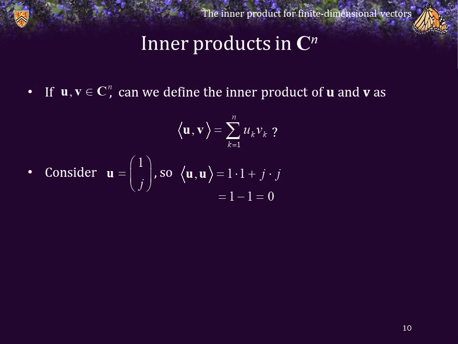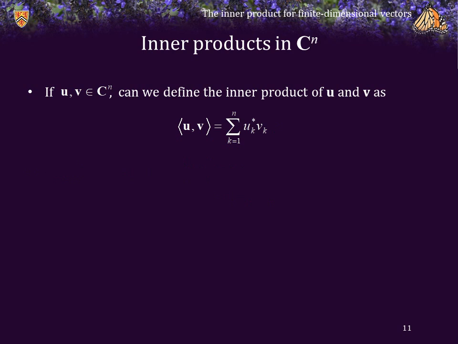In fact, the vector 0, j inner producted with itself would be the value negative 1. So now the inner product of a vector and itself is not even positive. Now, if we're trying to define angles, this is going to be an issue because a vector should be pointing in the same direction as itself. So this is not going to work. We need that positive definite property.